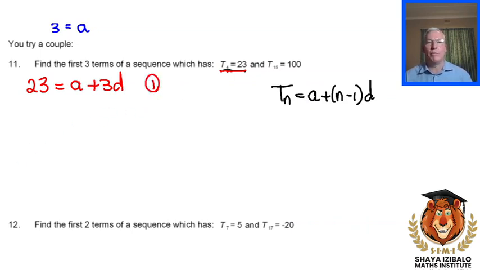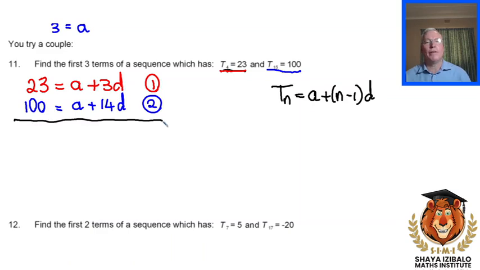It's got 2 variables. It's a problem. But T15 is 100, so 100 is a plus 14d. Let's now subtract these 2 equations. When we subtract, it doesn't matter which way we subtract them. Let's do 1 minus 2. We're going to get negative numbers, but we shouldn't be scared of negative numbers. 23 minus 100 is negative 77. A minus a is 0, and 3d minus 14d is negative 11d.